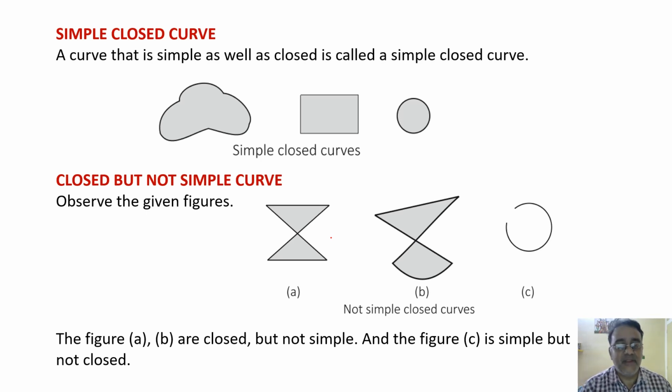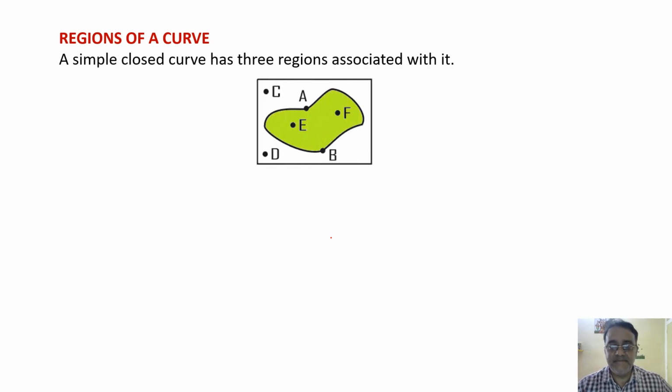Okay. So now we are moving towards the next topic: regions of a curve. Any closed curve, a simple closed curve, has three regions. See this figure. Three regions. This is the interior region, which is green in color, right?